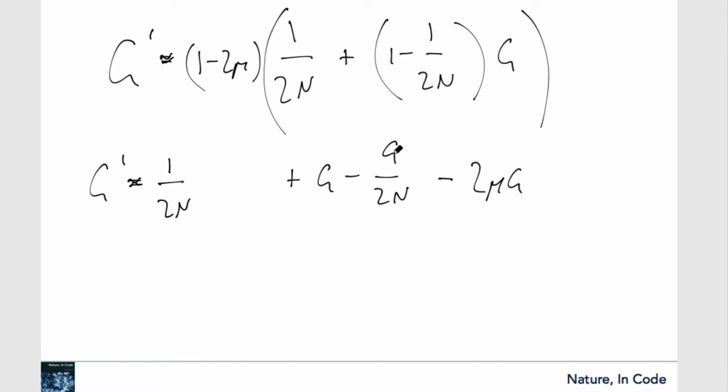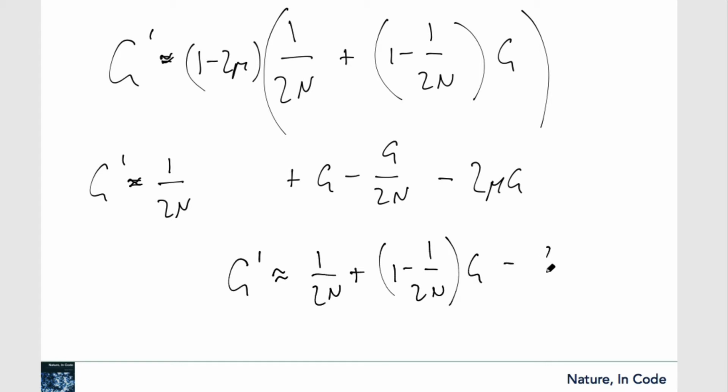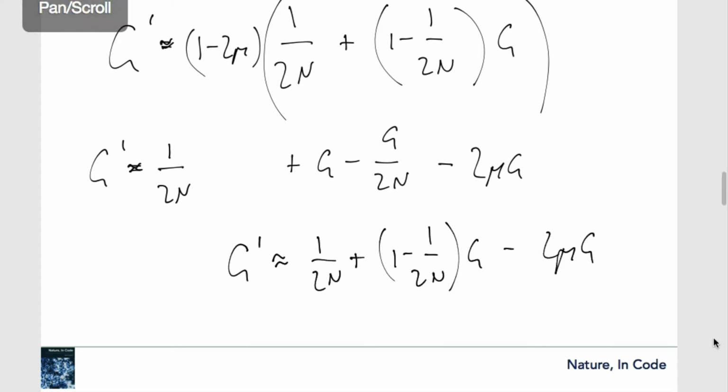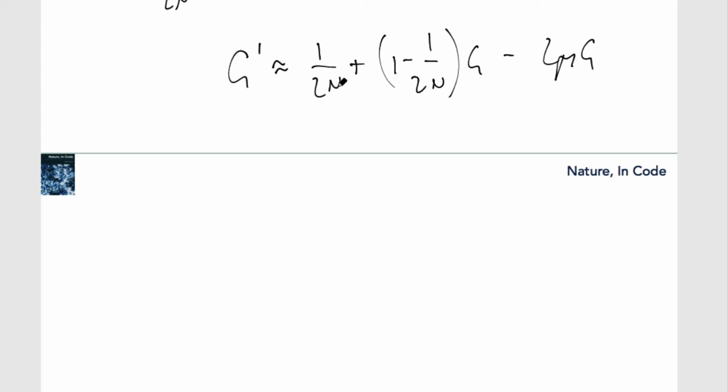And so it turns out that expanding this actually didn't really have any impact. So we can just go back and say that g in the next generation is roughly 1 over 2n plus 1 minus 1 over 2n g minus 2 mu g. Take a look at this equation. This is actually the equation that we had before. Now we're just saying that minus 2 mu g is the effect of the mutation.